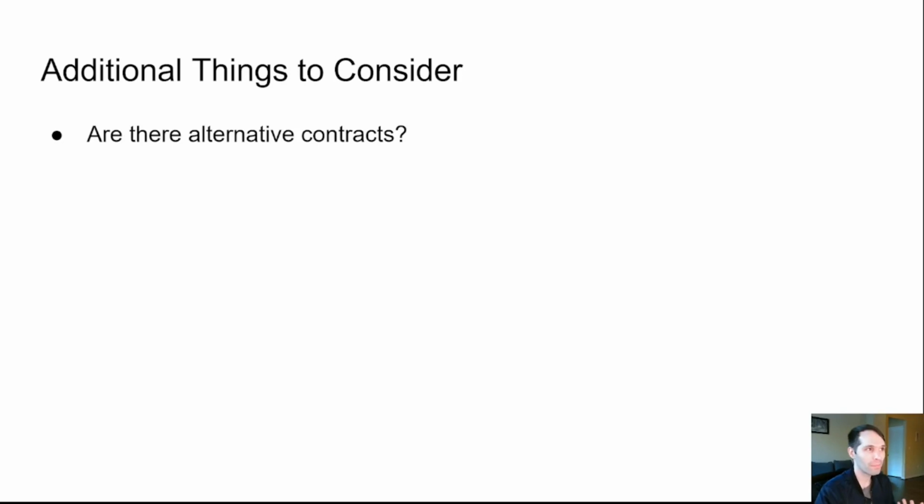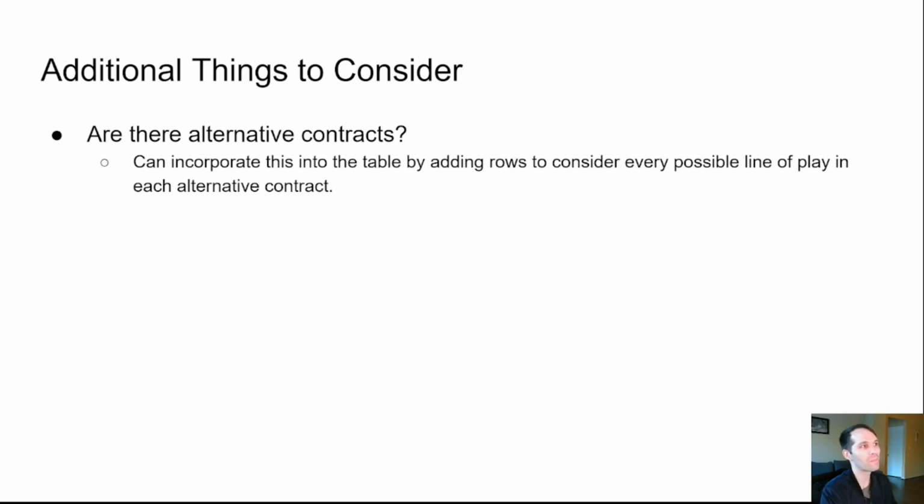And so how do you go about doing this calculation if there are alternative contracts? Well, you can incorporate this into the table by adding 1 row for every possible line of play for each alternative contract. You can imagine that this gets very messy very quickly if there are multiple lines of play and multiple alternative contracts.